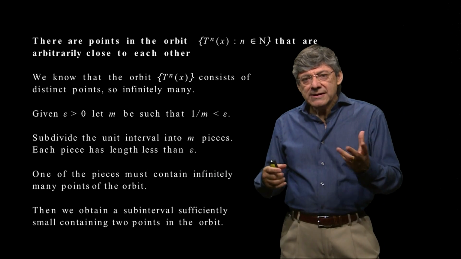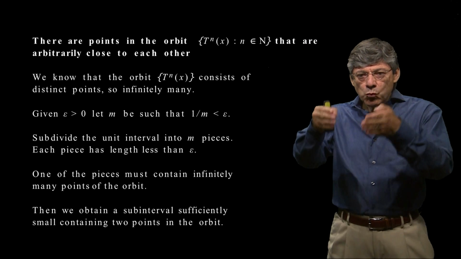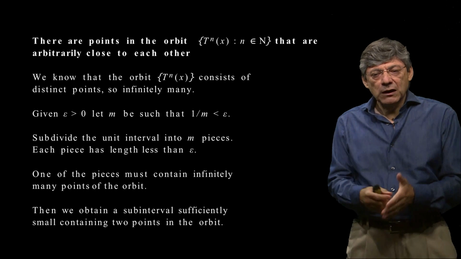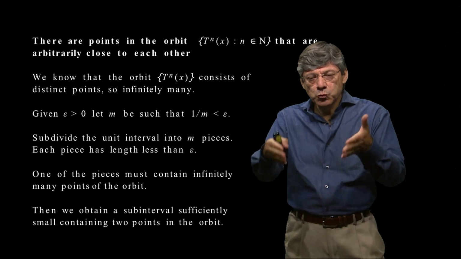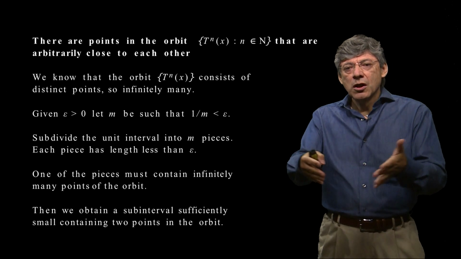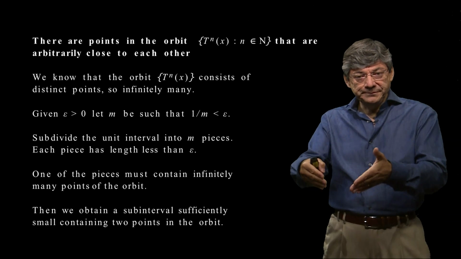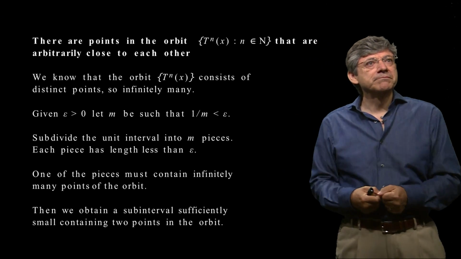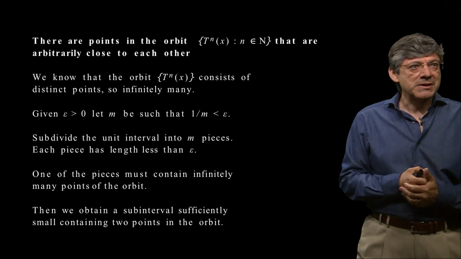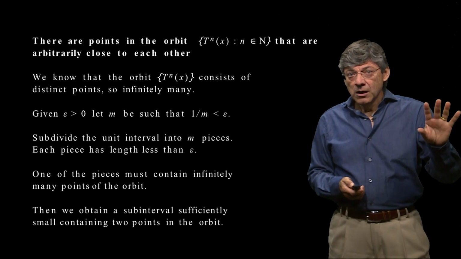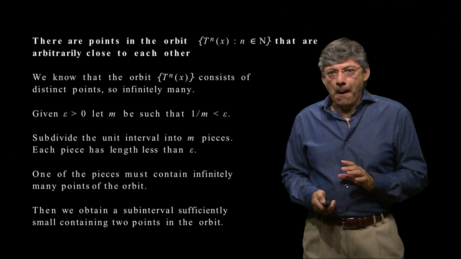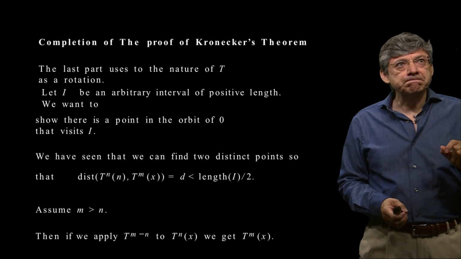By the pigeonhole principle, since the orbit is infinite, there must be at least one subinterval that has infinitely many points of the orbit. Therefore, there's a subinterval that has two distinct points in the orbit. So there are two distinct points at a distance less than epsilon, because they will have to be at a distance less than 1 over m, and 1 over m is less than epsilon. This concludes this part.